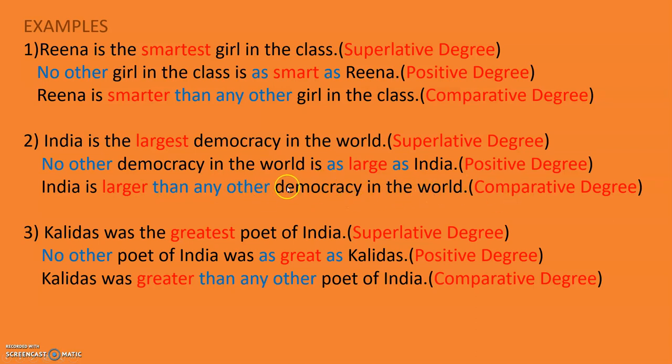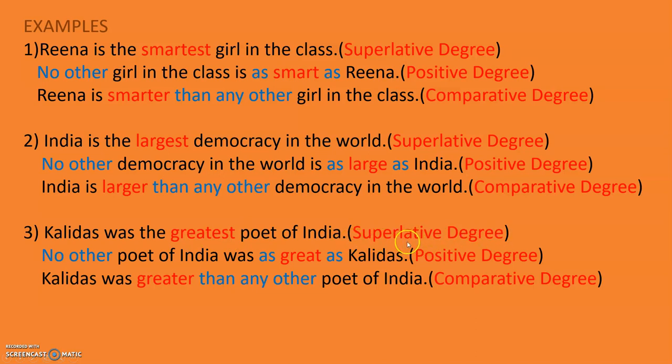So you have to take the words which are there in the sentences and write it down. Okay, similar thing. So this is comparative degree. Let's take another example to understand it better. If I say Kalidas was the greatest poet of India. Okay? Now, which degree is it? It is EST. So it has to be superlative degree.